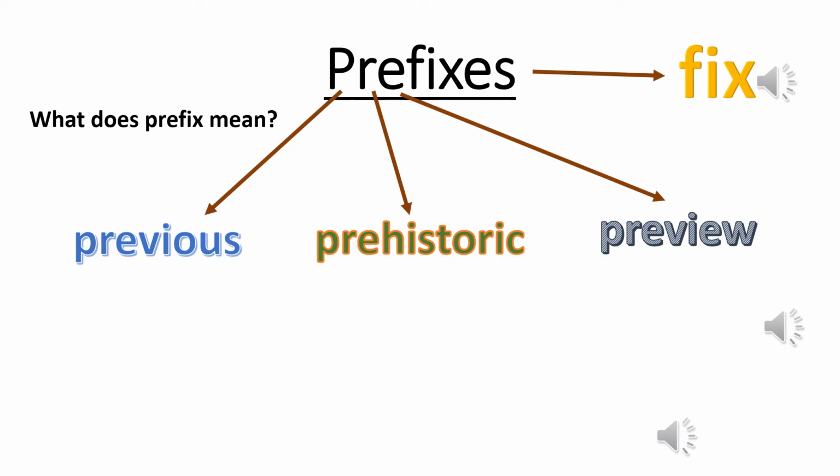So these words, previous, prehistoric, preview, we all notice they've all got the letters pre in common. So prefix, what does prefix mean? Well, pre means before as well. And let's have a look at the second part of this word, prefix. So what does the word fix mean? Fix is when you attach something to another object. Now that is exactly what a prefix is. So a prefix is when we attach a few letters to the front of a root word, and you fix it to the front of a root word.